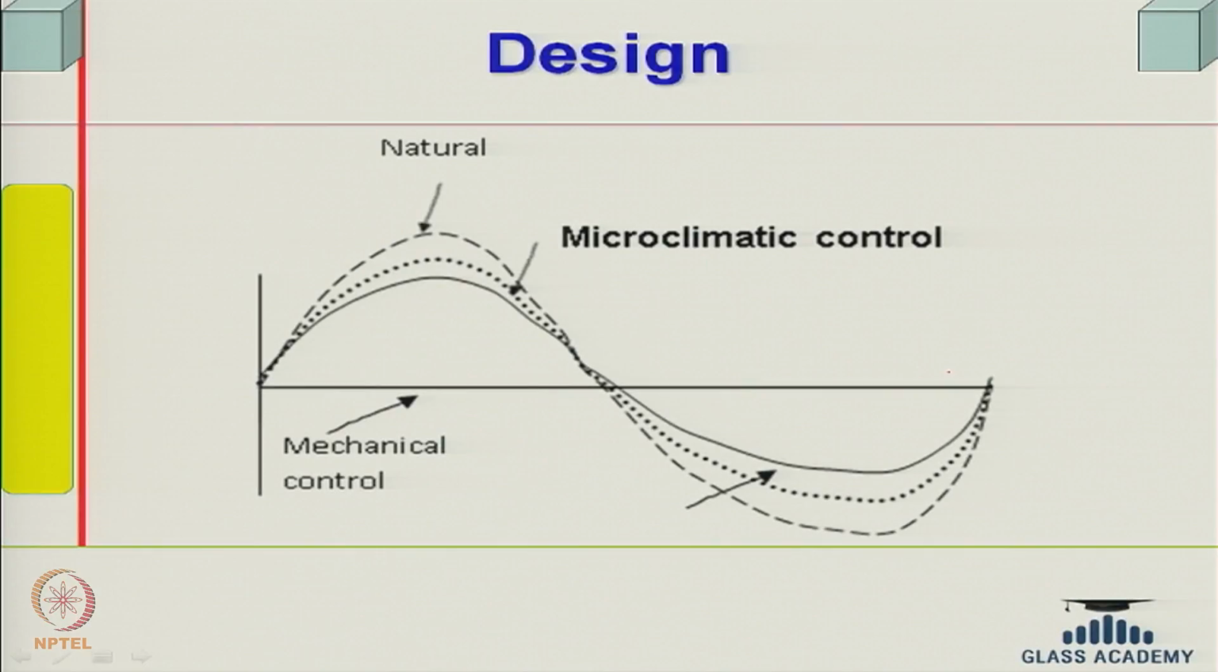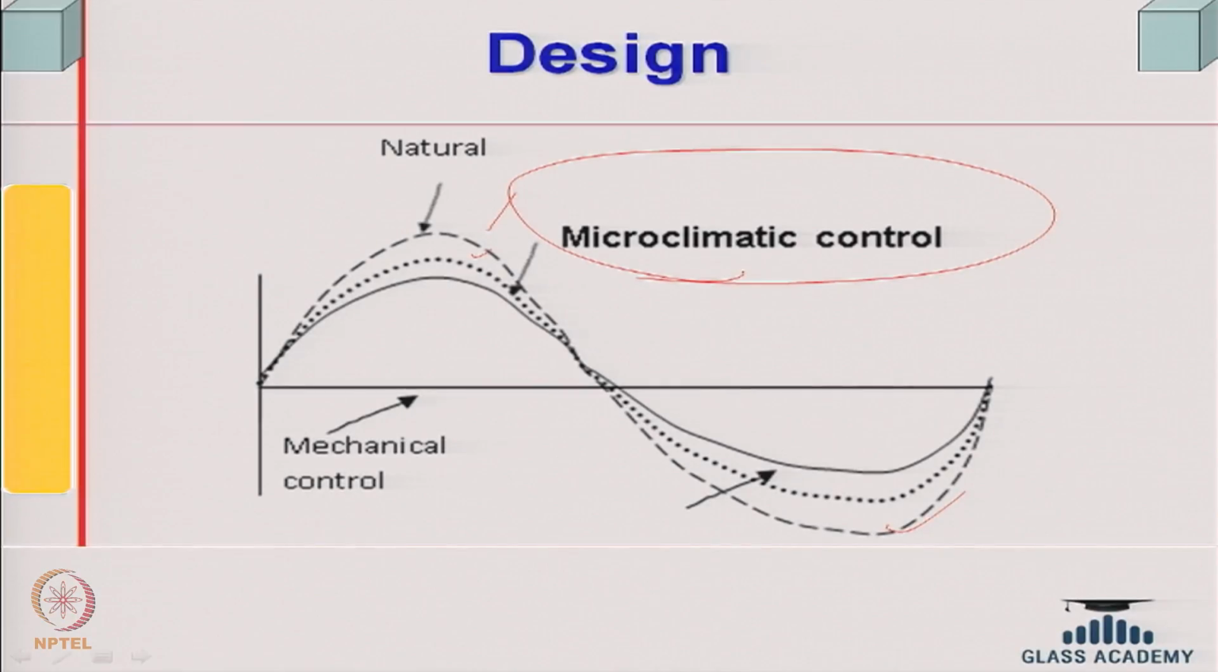Now, if you look at design, as I said, first is a natural perturbation, which could be yearly variation or diurnal variation. Then I can actually modify my surrounding of the building. For example, plant a lot of trees, etc., have a lot of surfaces through which water can percolate and evaporation occurs. These are called microclimatic control.